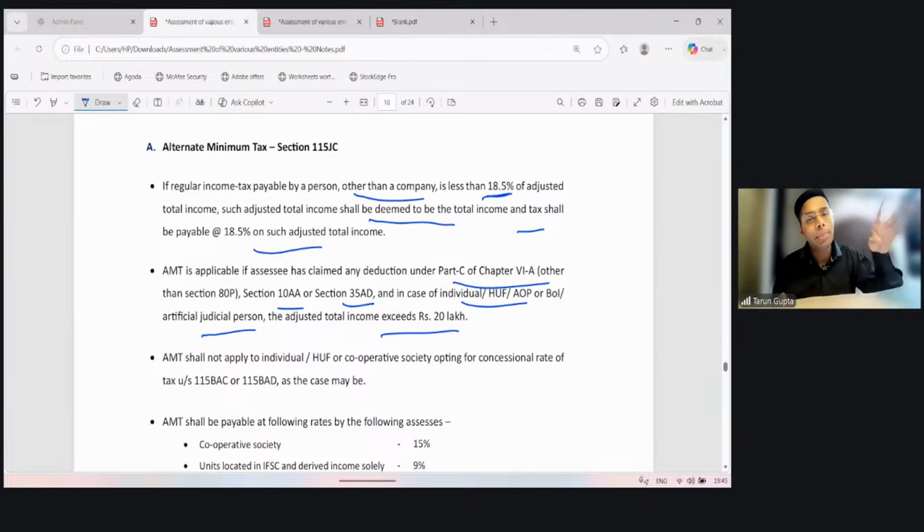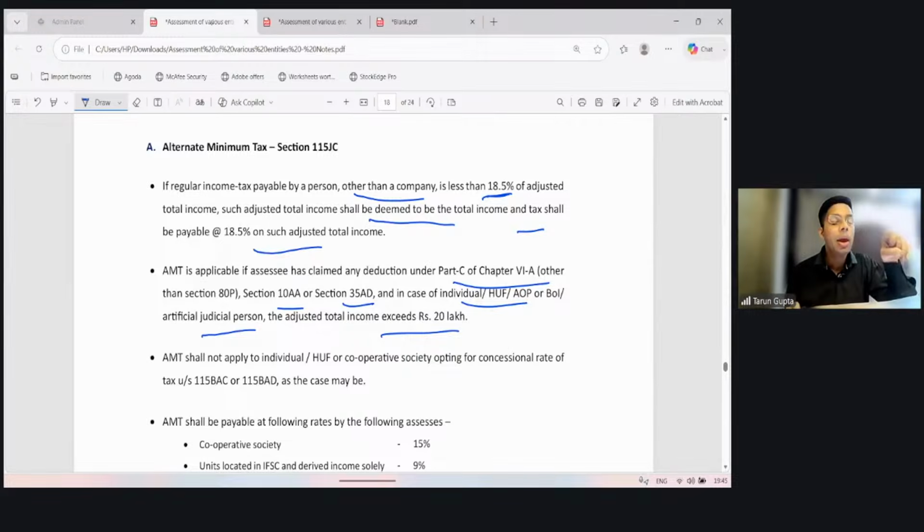So generally AMT is applicable if the assessee has claimed any of these deductions. But if the assessee is an individual, HUF, AOP, BOI or artificial juridical person, which are eligible for the slabs, okay, this category of persons is eligible for slab rate of tax. You know, they have a basic exemption limit. So if you are this person, then AMT is applicable if you satisfy two conditions. One, you claim any of these three deductions and your adjusted total income exceeds 20 lakh rupees. Okay.